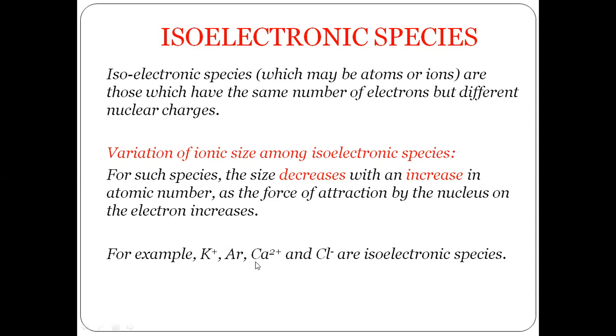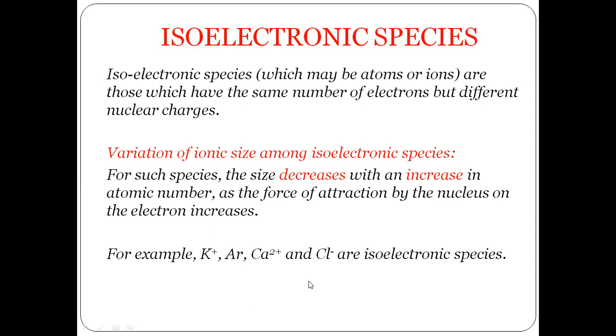The number of electrons in calcium is 20. It has lost 2 electrons, so it becomes 18. The number of electrons in chlorine is 17. It has gained 1 electron, so it has become 18. So all of them have 18 electrons, which means they are all isoelectronic. But you can see they have 19 protons, 18 protons, 20 protons, 17 protons. When you have a difference in the number of protons, obviously the pull on the electron cloud will be different. So the one which has the highest number of protons, that means the highest atomic number, will pull the electron cloud toward itself with maximum force.